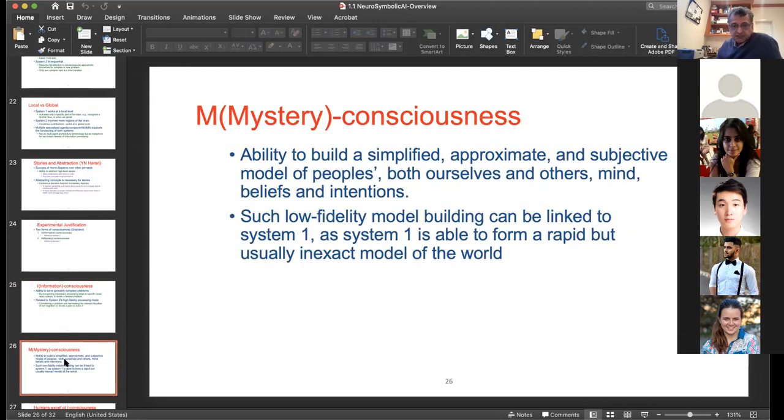Mystery consciousness, system 1, is the ability to build a simplified, approximate, and subjective model of people's minds, both ourselves and others, beliefs, and intentions. And such low fidelity model building can be linked to system 1. System 1 is able to form a rapid but usually inexact model of the world.